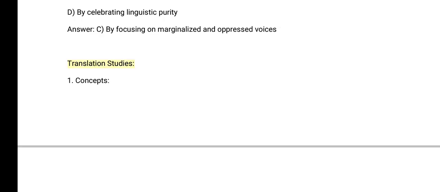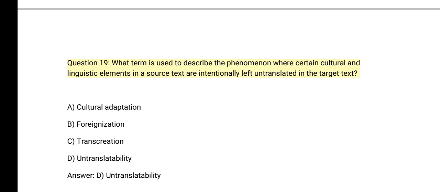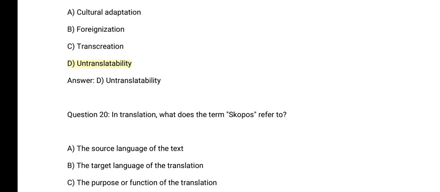Translation studies. 1. Concepts. Question 19. What term is used to describe the phenomenon where certain cultural and linguistic elements in a source text are intentionally left untranslated in the target text? A. Cultural adaptation. B. Foreignization. C. Transcreation. D. Untranslatability. Answer. D. Untranslatability.